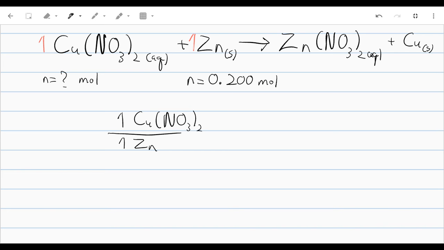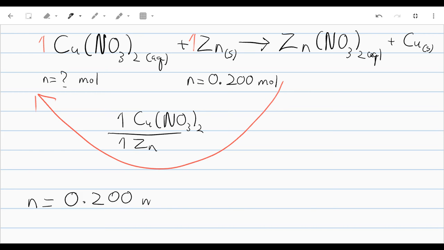And as I'm building my calculation, I'm going to start on the side where I know things, and work over in a semicircle towards the side that I don't. So here's how I'm going to build this mathematical equation. In the end, I want to know the moles of copper-2 nitrate. I'm going to start with my known value, which is 0.2 of a mole of zinc.